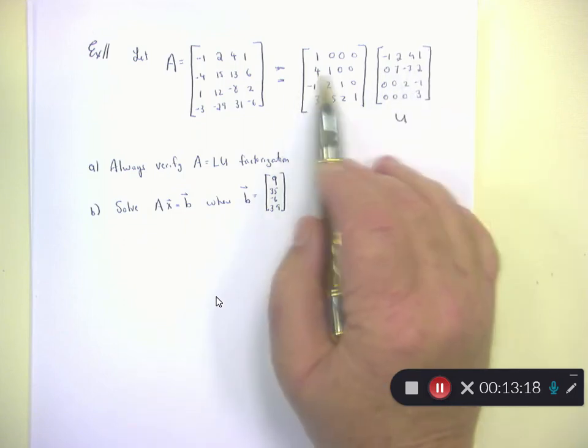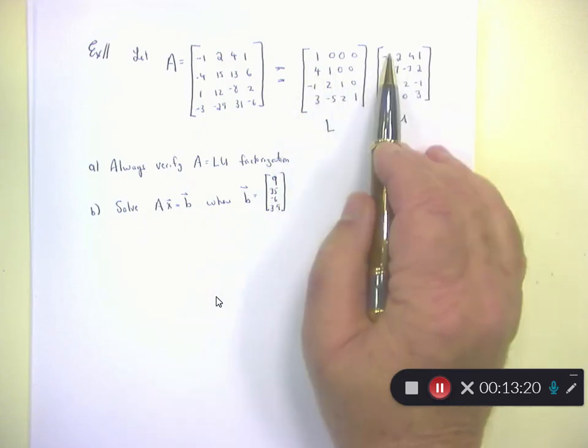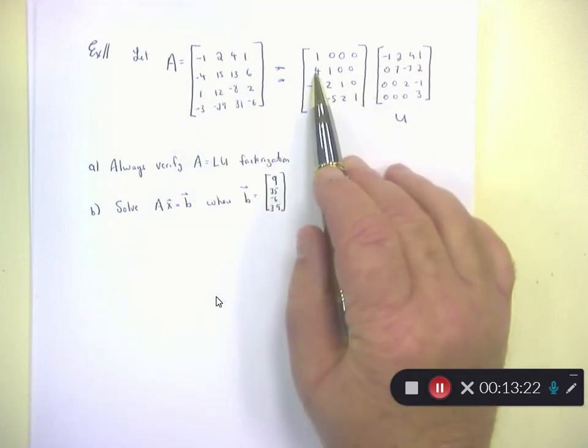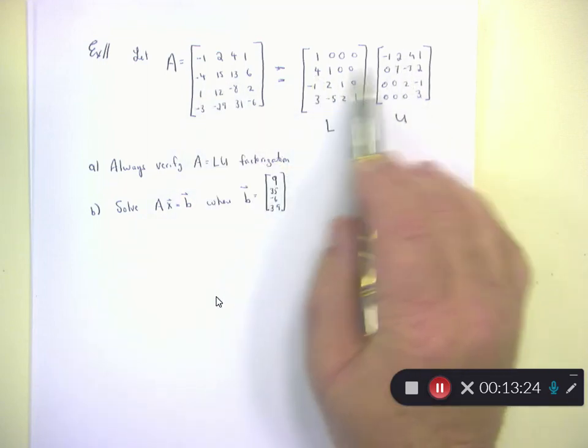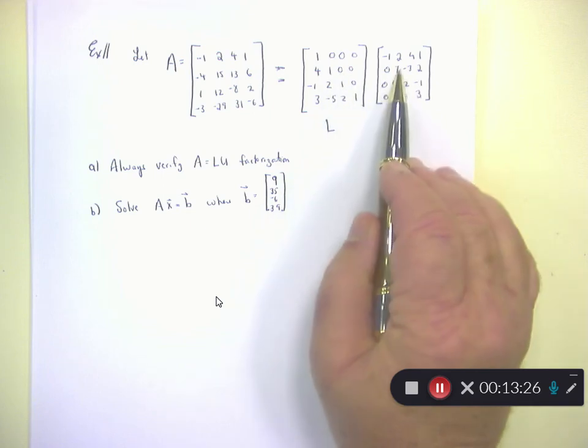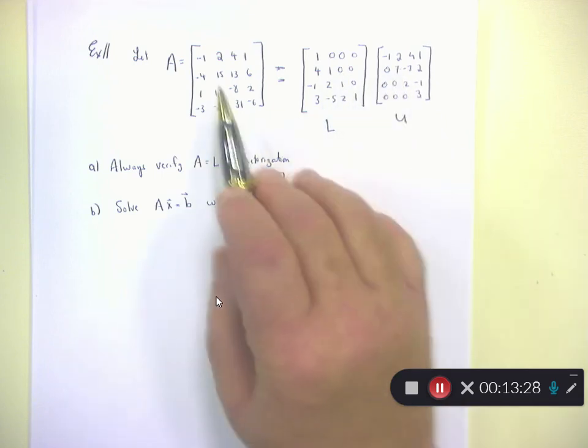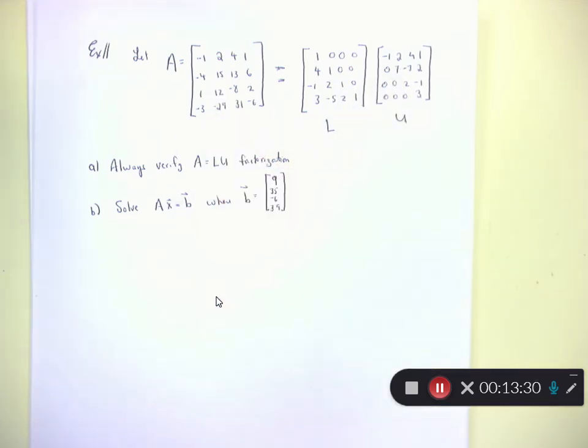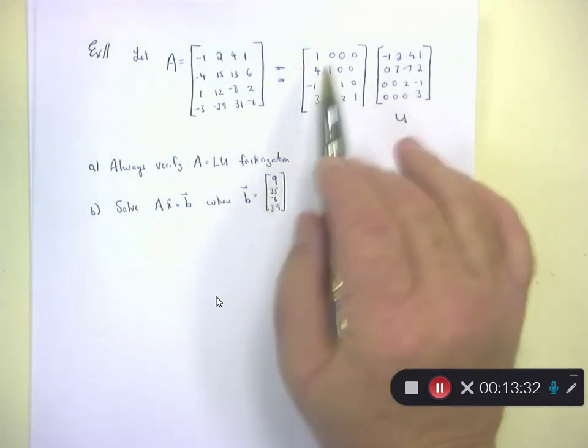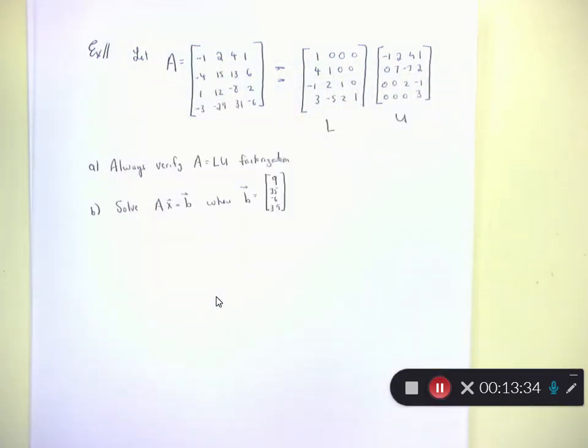And then second row, first column, negative 4 times 1 is negative 4. And then second row, second column: 4 times 2 is 8, 1 times 7 is 7, 8 plus 7 is 15. So, you can do the rest of it. I verified this for you. I multiply L times U, and I do get A back again. I did it right. Okay?